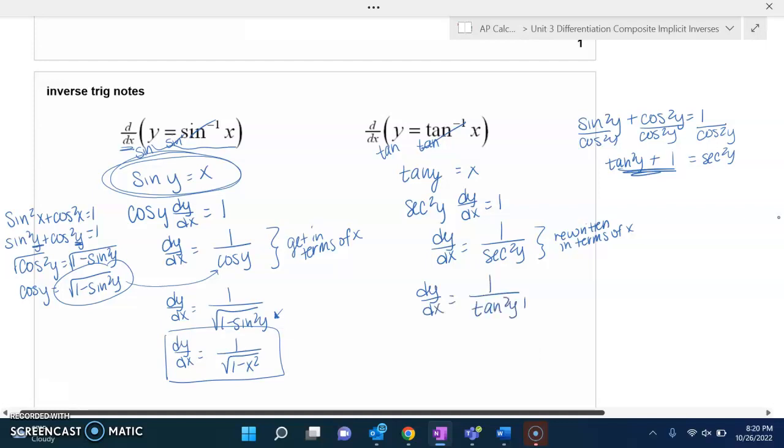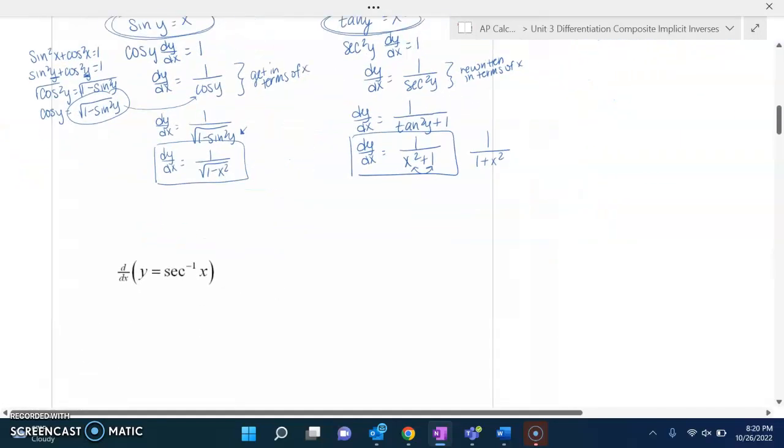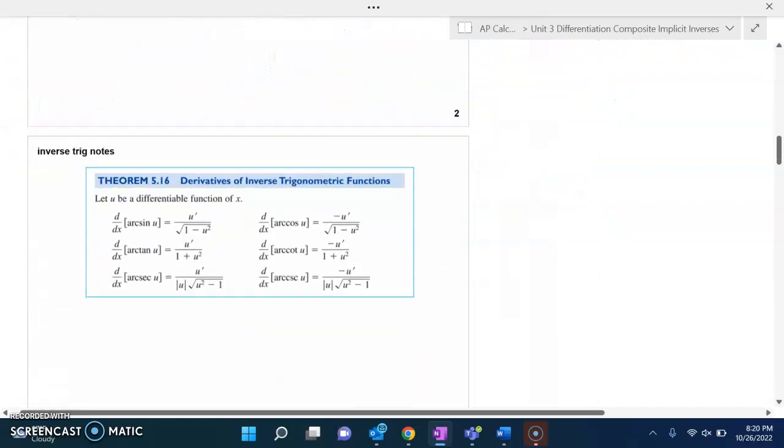But if you look above, kind of like we did in the last one, ding, ding, ding, tan y is equal to x. So we get 1 over x squared plus 1. So that's where the derivative for tan comes from. And the bottom could also be 1 over 1 plus x squared. Addition is commutative, so it doesn't really matter the order there. Okay, like I said, I'm not going to go through it for all of them.